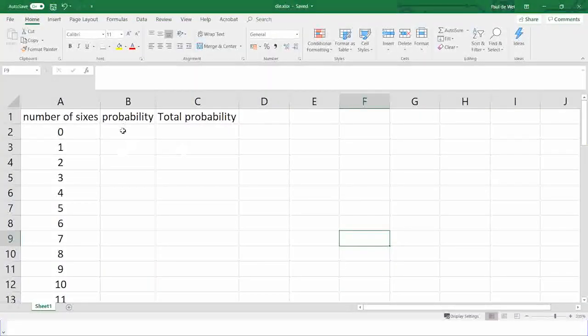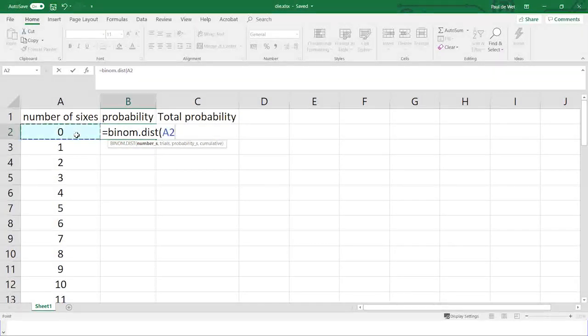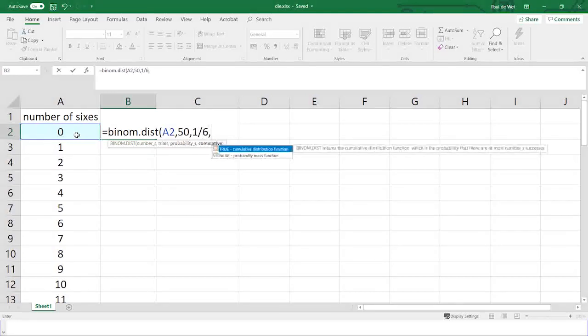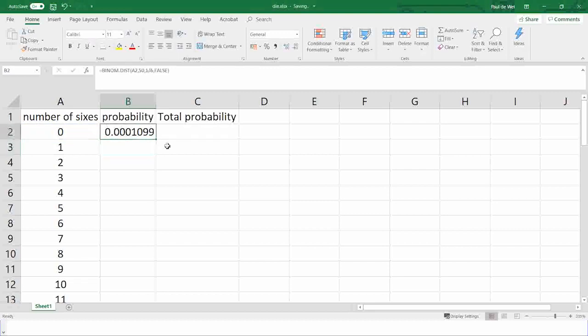Okay, but what I want to do is show you how I can calculate these exact values on Excel. Excel's got a function called BINOM.DIST. All right, when I open the brackets, you'll see that its first parameter is how many successes you want. So I'm going to go with 0 in the first instance. Number of trials, that's 50, I'm throwing the dice 50 times. The probability of a success is a sixth. And then it says cumulative, and I'm going to say false. I don't want it to accumulate the probabilities. And that's the probability of getting zero sixes.